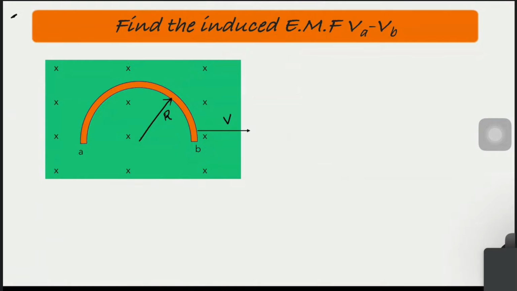Think carefully. So 0. Why? When we connect the rod between A and B, the length 2r will be parallel to the velocity. Hence VA minus VB is 0. Is anyone having doubt with this? Okay. Let's move on to the next question.